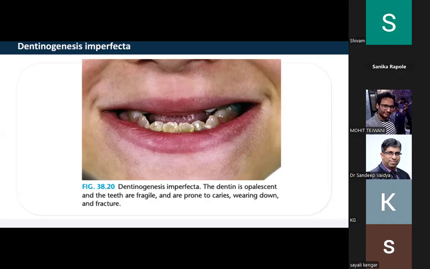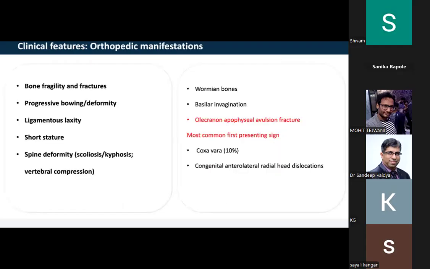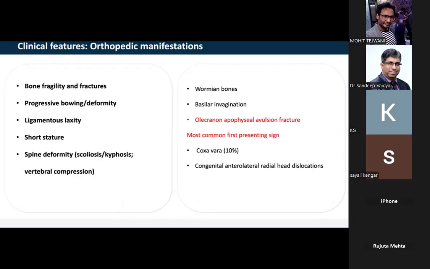So now we'll go and discuss orthopedic manifestations, the ones that we generally get called in for. Beginning with bone fragility and fractures, which is often the first presentation, progressive deformity and bowing after the child has repeated fractures, ligamentous laxity, short stature, deformity of the spine in terms of maybe a scoliosis or kyphosis or a combination of both, or vertebral compression. They sometimes have Wormian bones also.